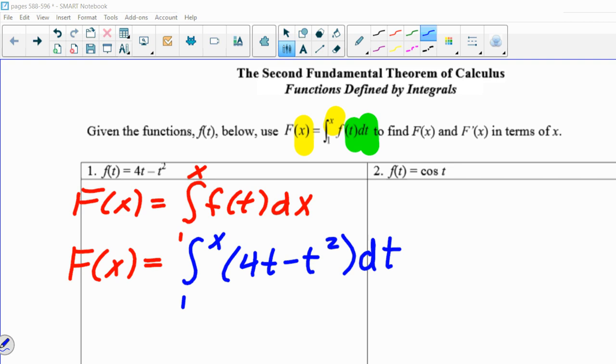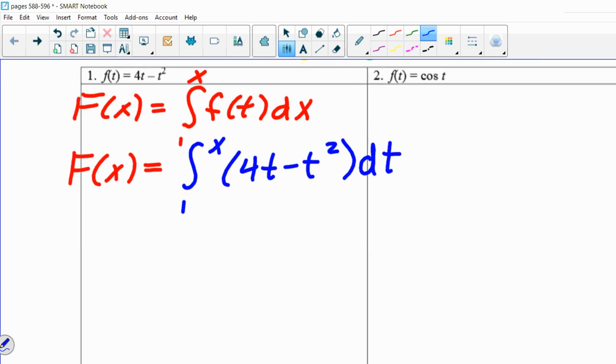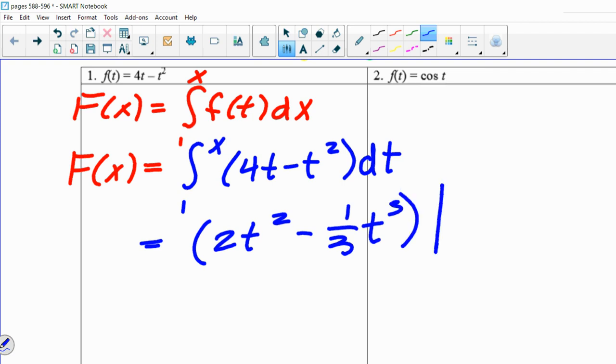Now notice this is not taking a derivative. I'm not doing big F prime of x. I'm just going to actually do this integration. The antiderivative of 4t minus t squared is what? 2t squared minus 1/3 t cubed. Now the problem with this lesson is very simply that you're not here to tell me when I screw up. So I hope I do this right.